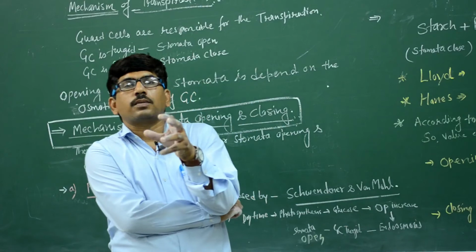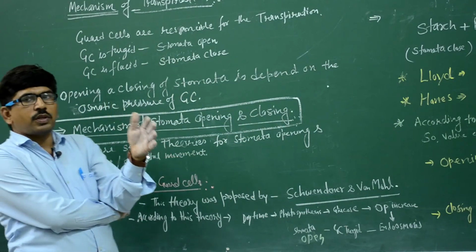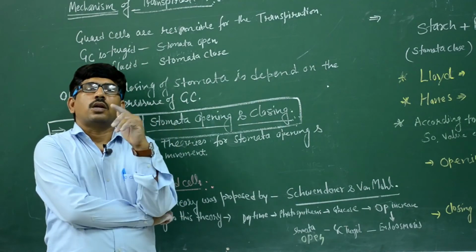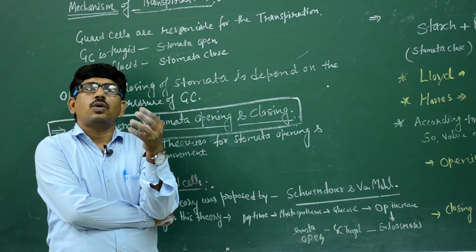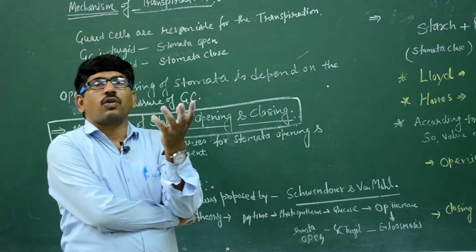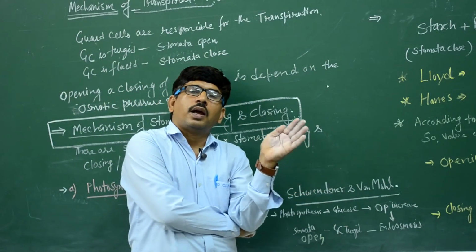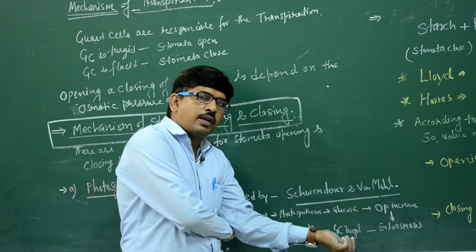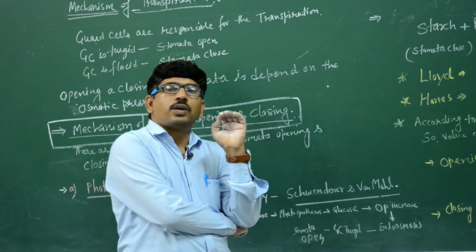So that is the main purpose of the theory: in daytime photosynthesis occurs, glucose formation occurs. Due to the glucose, the concentration of the OP is increased. So the GC जो हमारे पास है, they utilize the water from the subsidiary cell. Water moves to the guard cell, and the guard cells are turgid due to the presence of water, and the stomata is open. Clear? That is the first theory.